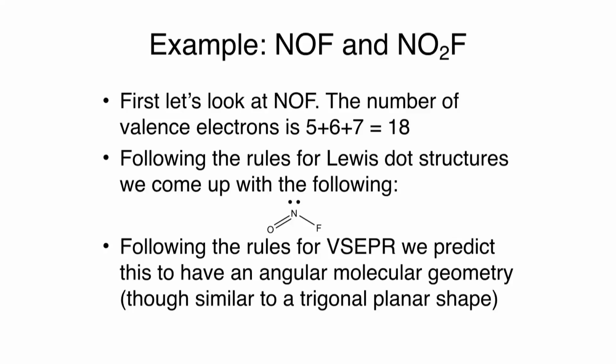So to get the total number of valence electrons, I have 5 from nitrogen, 6 from oxygen, 7 from fluorine. 5 plus 6 plus 7 is 18. Follow the rules for Lewis dot structures, and I come up with the following picture.